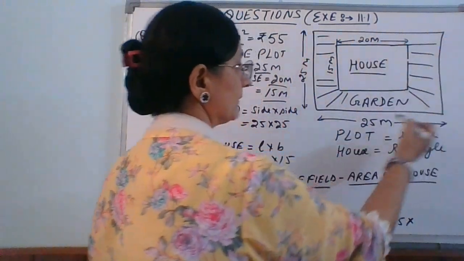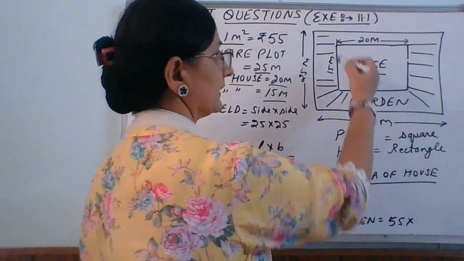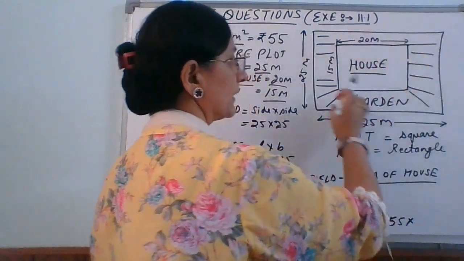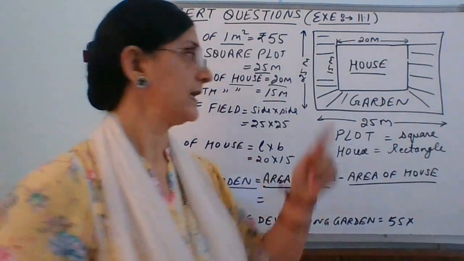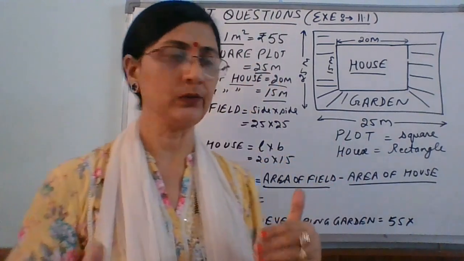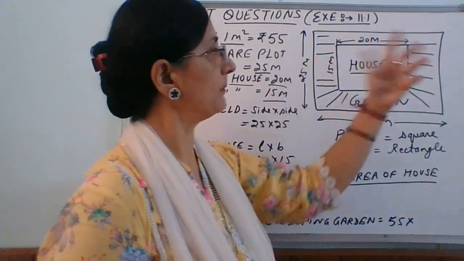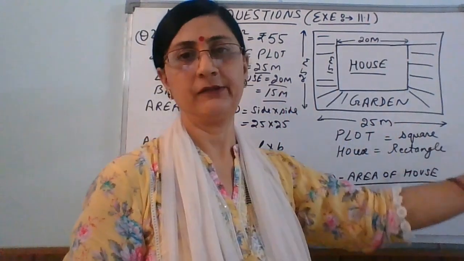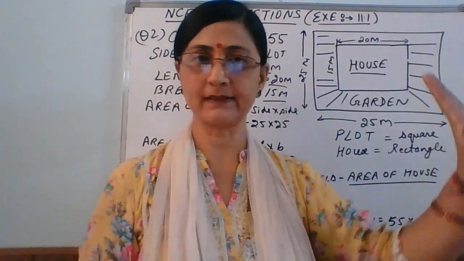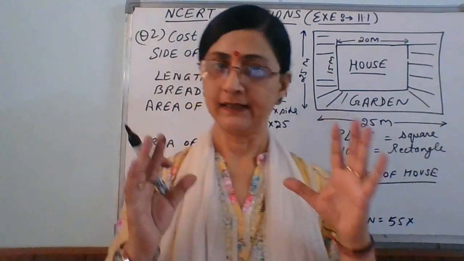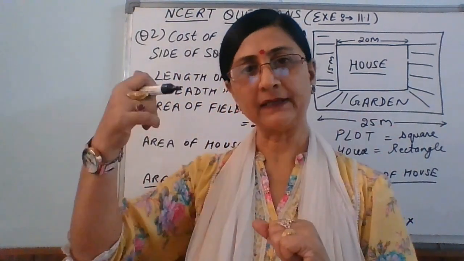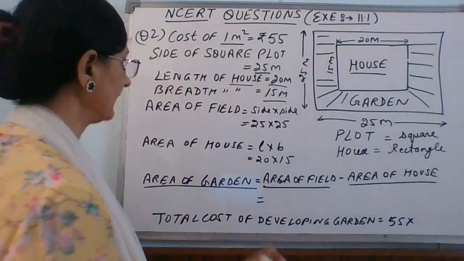अगर आप बाहर वाले फील्ड से इतना पोर्शन कट कर देंगे, निकाल देंगे, तो आपके पास वो बॉर्डर रह जाता है, राइट? It means area of a garden can be calculated by subtracting area of the house from area of the field. फील्ड में से हाउस का एरिया हम माइनस कर देंगे and we'll get the area of the garden. एरिया निकालेंगे, उसके बाद ही कॉस्ट निकालेंगे, राइट? So let us do that.